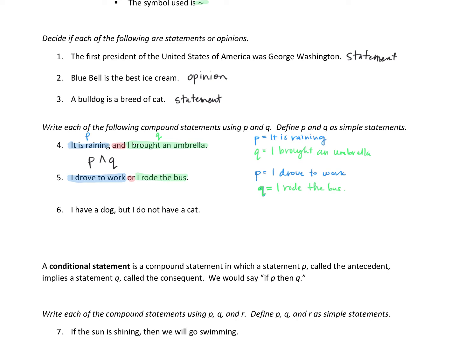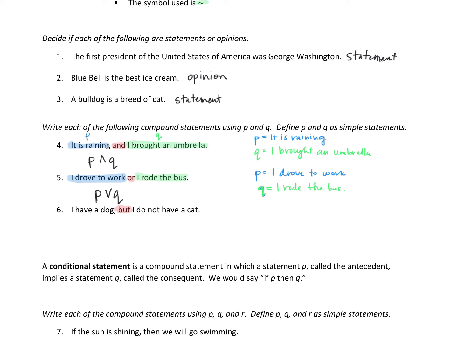And so to write that in symbols, you would have P or Q. Okay, let's look at the third one. So the third one, we have this connector, but. And but usually means and. So but is generally used in the place of and.